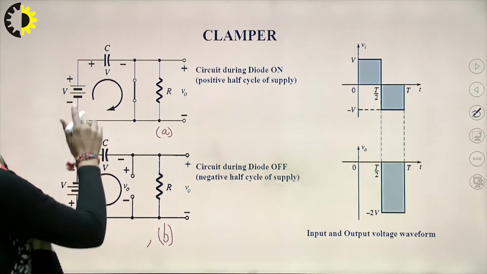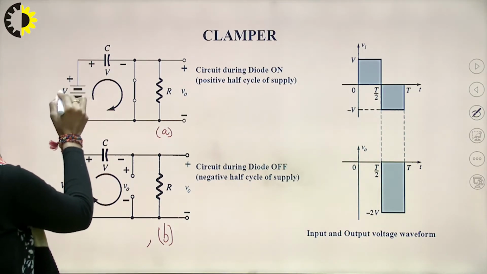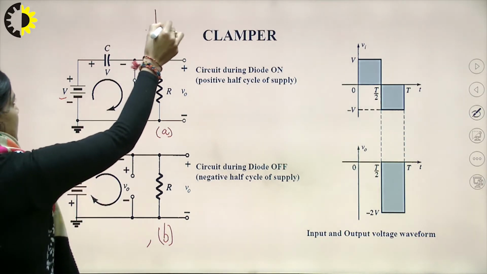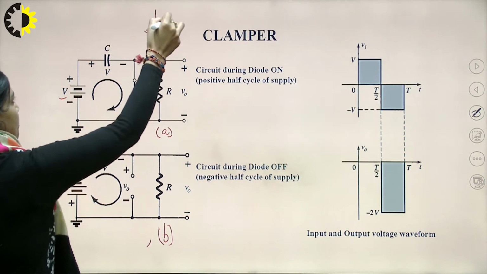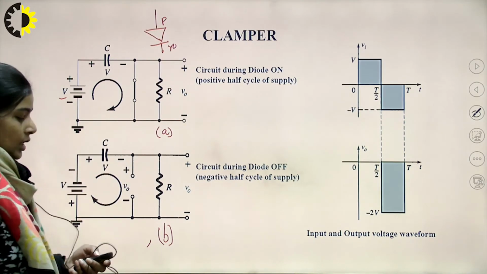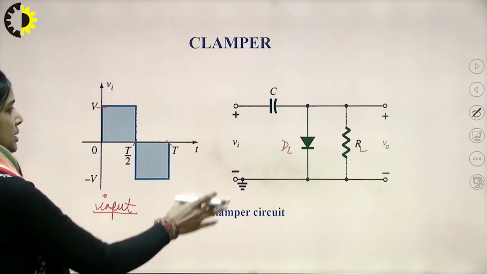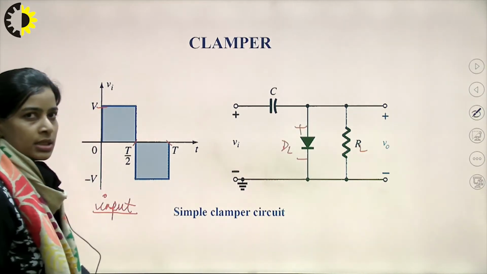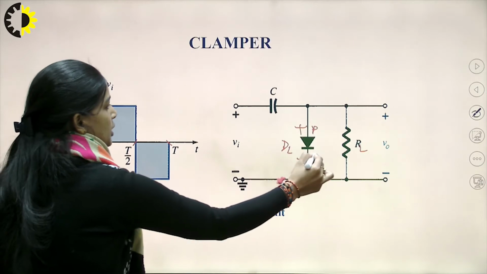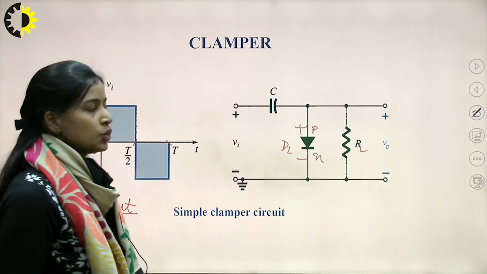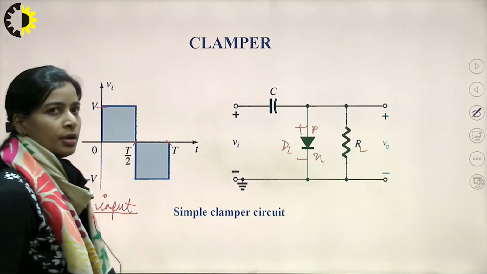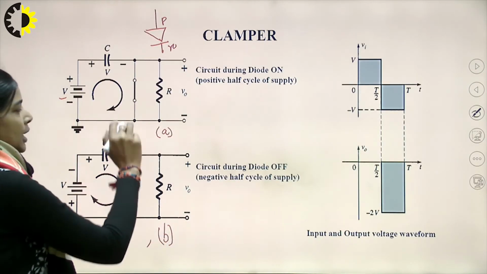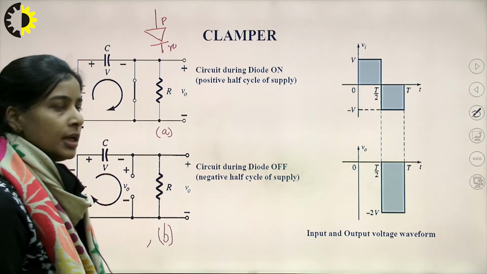Here we can see for the positive cycle, when the positive voltage V appears, then the diode that was connected here in this manner, P and N, if we refer to the previous circuit, so this is the circuit. For the positive cycle, this diode will be connected in this way. P will be connected to positive and N will be connected to negative, meaning this diode will be short circuited. That is shown here by a short circuited line.